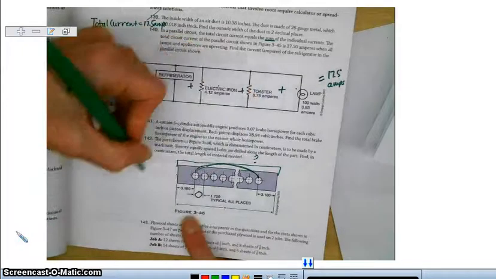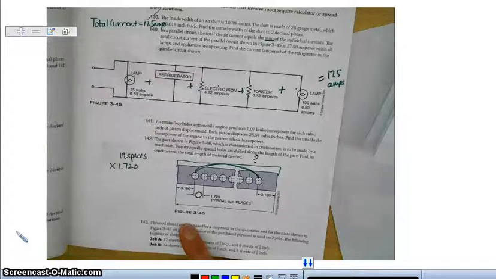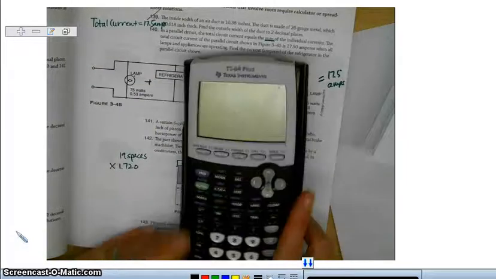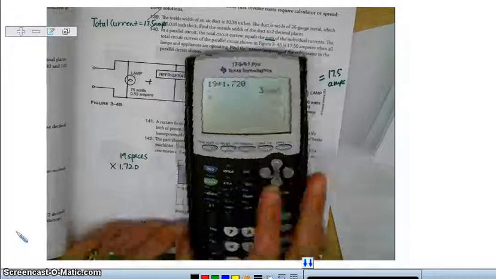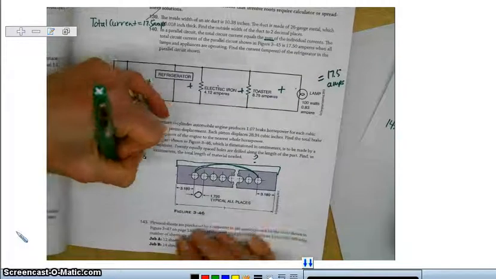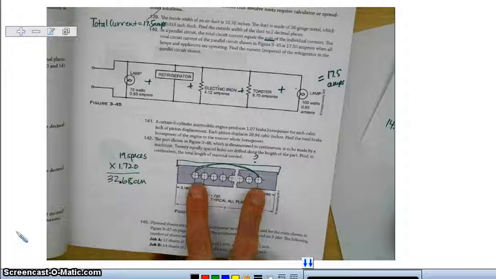So I need to figure out the distance from here to here. I can take 19 times 1.720. Okay, now I can just do that on my calculator. 19 times 1.720 gives me 32.68 centimeters, and that's the distance from here to here.